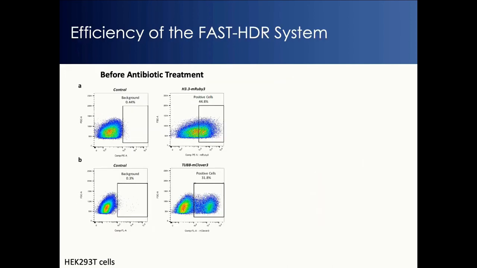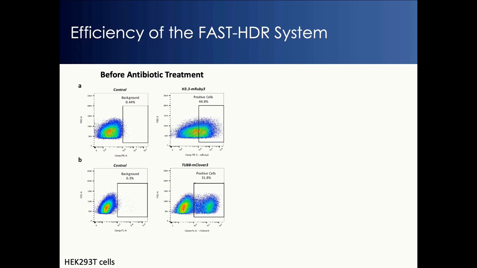But how efficient is the FAST-HDR system? We have seen in our experience that it ranges according to the cell type. In this experiment here on the screen with HEK293T cells, we can see that for two of the targets that I'm going to show you later, between 30 to 40% of the cells are receiving the genetic integration of the modification. And this is before antibiotic selection.